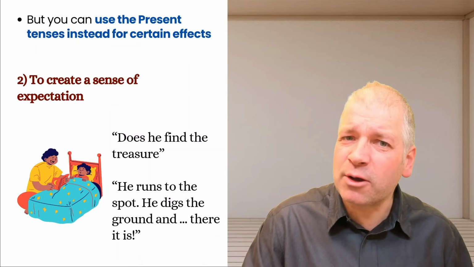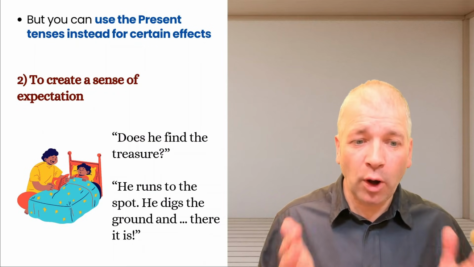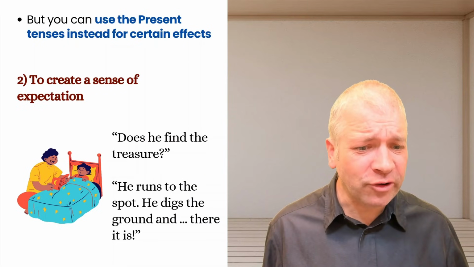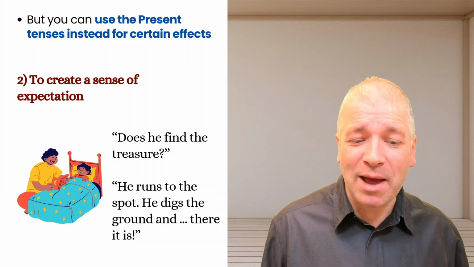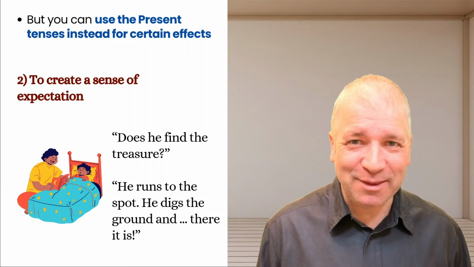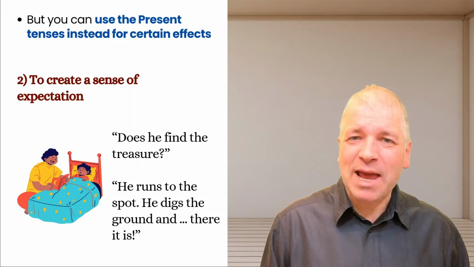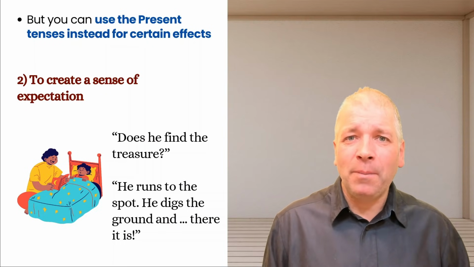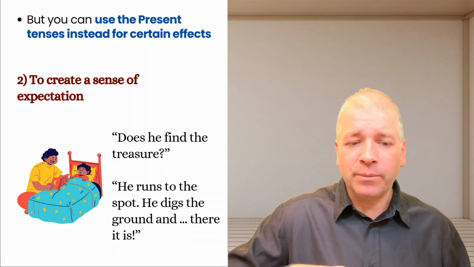Now, another reason is to create a sense of expectation. The story goes on. Does he find the treasure? He runs to the spot. He digs the ground, and there it is. So by using the present tenses here, it creates that sense of expectation by inviting the listener to think that this is really happening now.